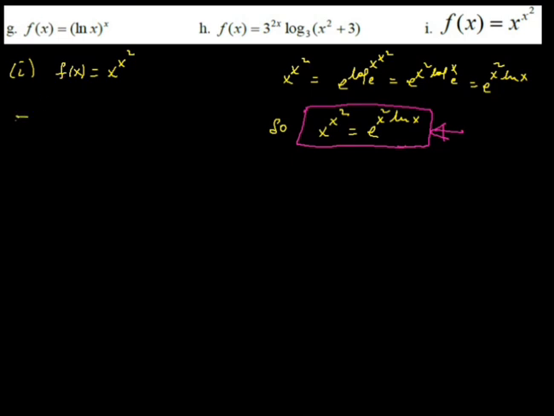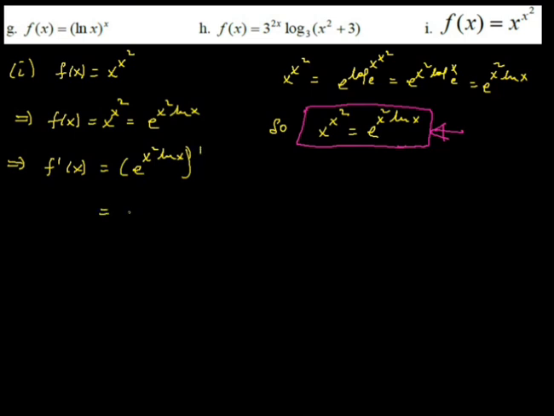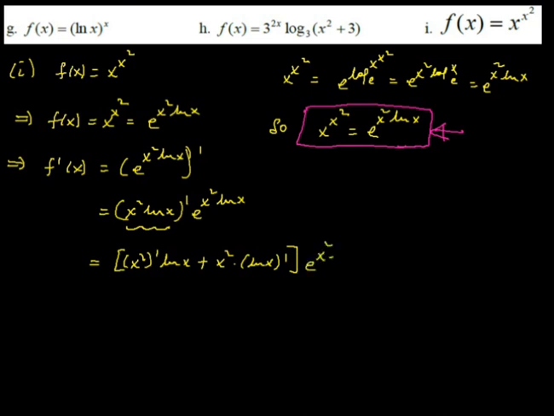So now f of x can be written as e to the power of x squared ln x. Now we can find the derivative of this function. F prime is the derivative of x squared ln x times e to the power of x squared ln x. Now we apply the product rule for this part: the derivative of x squared times ln x plus x squared times the derivative of ln x, times e to the power of x squared ln x.